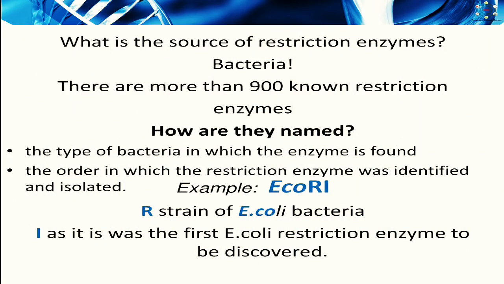Now what is the source of restriction enzymes? Bacteria are the source of restriction enzymes, and there are more than 900 known restriction enzymes. So how are they named? By the type of bacteria in which the enzyme is found, and the order in which the restriction enzyme was identified and isolated. For example, EcoRI: E. coli, a strain of E. coli bacteria, and it was the first E. coli restriction enzyme to be discovered.